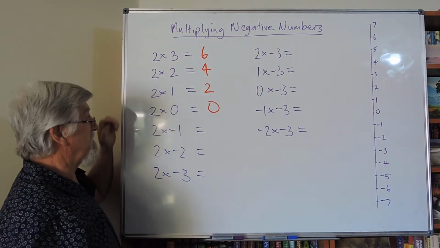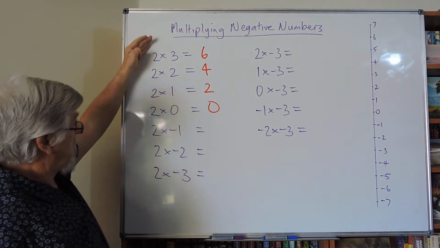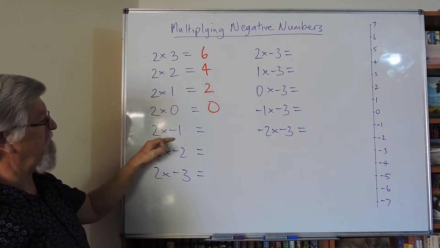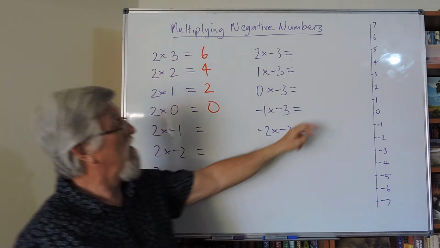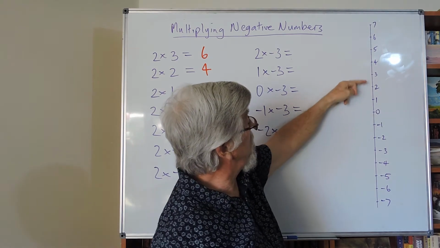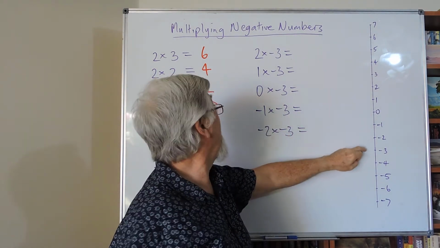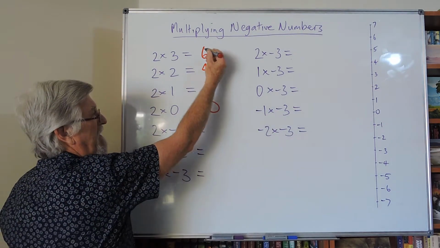Now let's look at patterns. The patterns are really important. These are all 2. These are going 3, 2, 1, 0, minus 1, minus 2, minus 3. So we're coming down here, 3, 2, 1, 0, minus 1, minus 2 and minus 3. So what's happening over here?